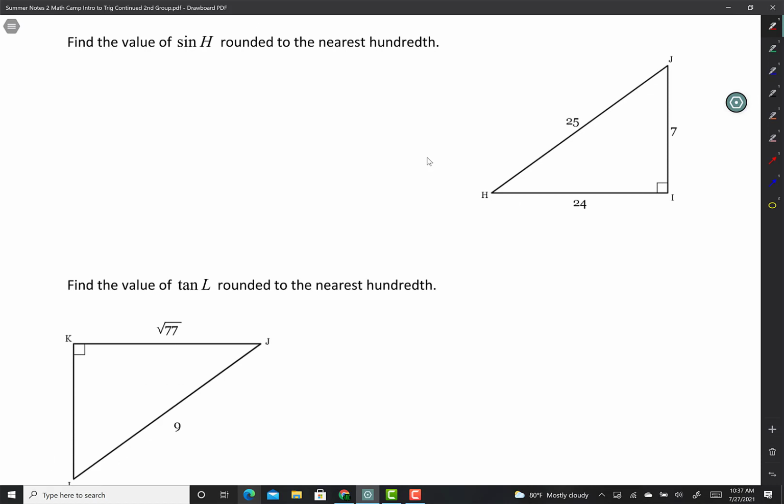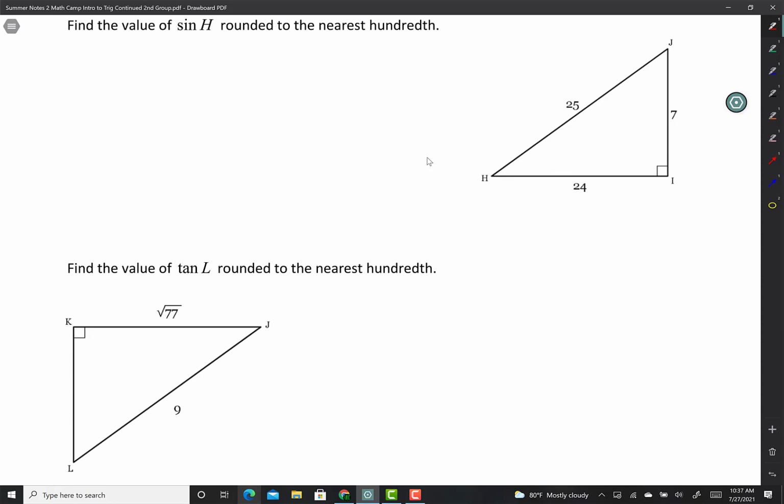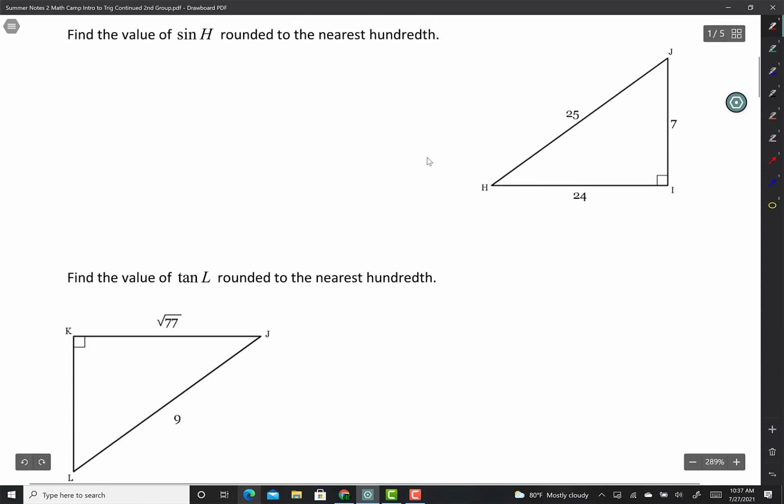So pretty much all of these illustrations, I have to give credit to Delty because I took them all from Delty. When I say Delty, I mean Delta Math. So I took all the illustrations from them, well, at least these triangles. And it says, find the value of sine h rounded to the nearest hundredth. So nearest hundredths means after the decimal point, 2 places afterwards.